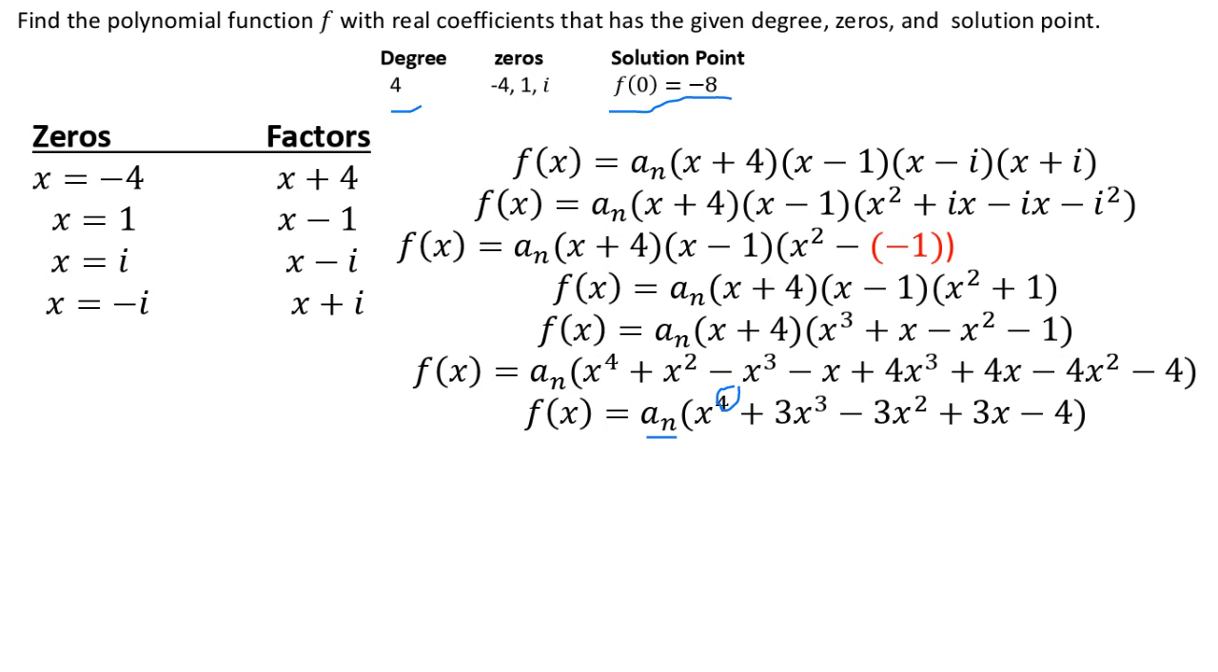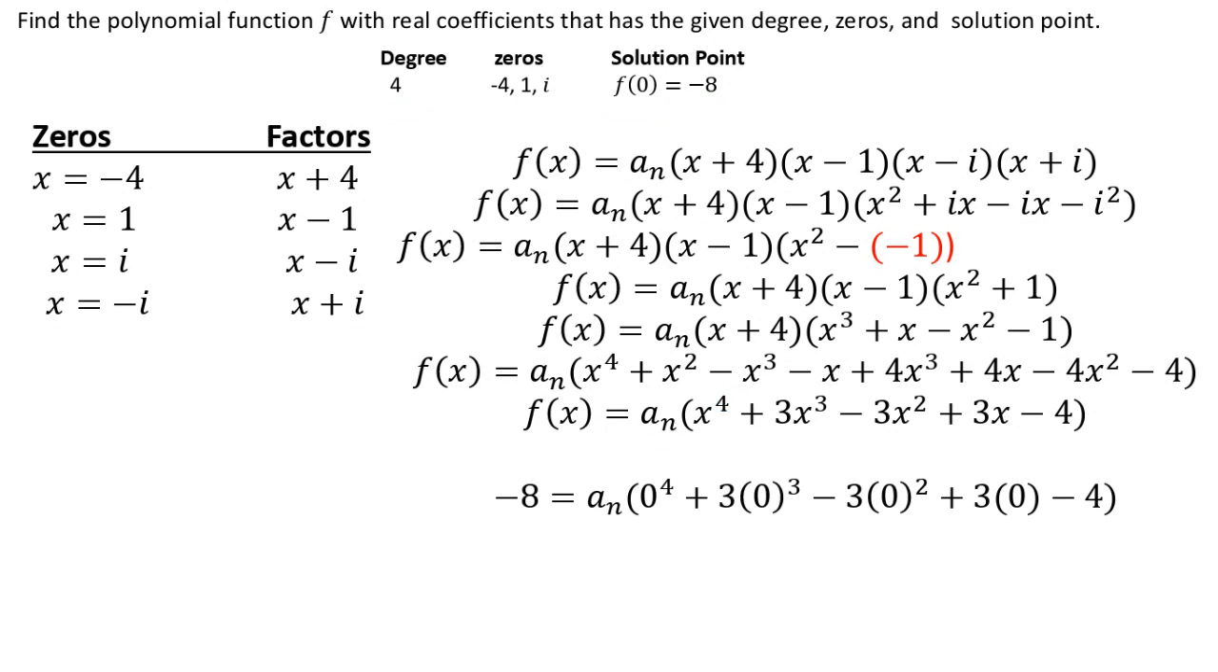The problem says that when I plug in 0 to this polynomial, the answer should be -8. So that's what I'm going to do. I'm going to put into this polynomial the value of 0 for x and set this polynomial equal to -8. So when I do this, I have 0 to the 4th, 0 cubed, 0 squared, and then the 0. So 0 to the 4th is 0, 0 cubed is 0, 0 times 3 is 0, 0 squared is 0, 0 times a -3 is 0, and 3 times 0 is 0. So the only thing that I have left over is the -4.